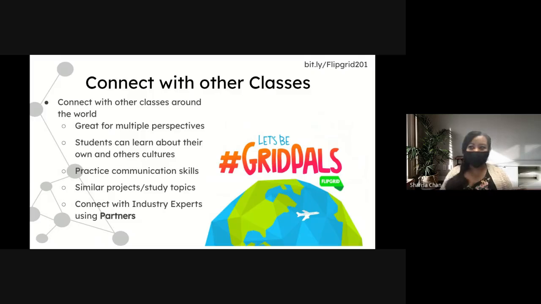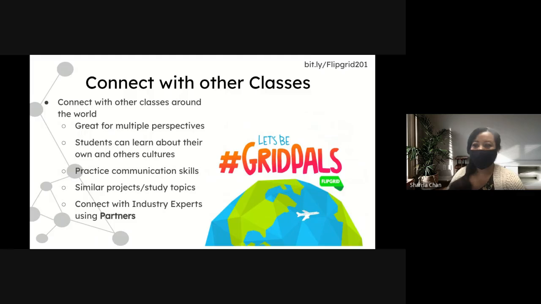So that relationship building piece, creating trust, and then also respect for one another. And then back to connecting with other classes. So again, you can connect with other classes around the world. It's great for multiple perspectives. So how do kids in, I don't know, Japan see school? What's school like for them? Maybe they're practicing English. Maybe this would be a great time for a pen pal type thing, but it's a grid pal. You can practice communication skills and work on similar projects with maybe another class on campus, maybe even another class somewhere else in the state.